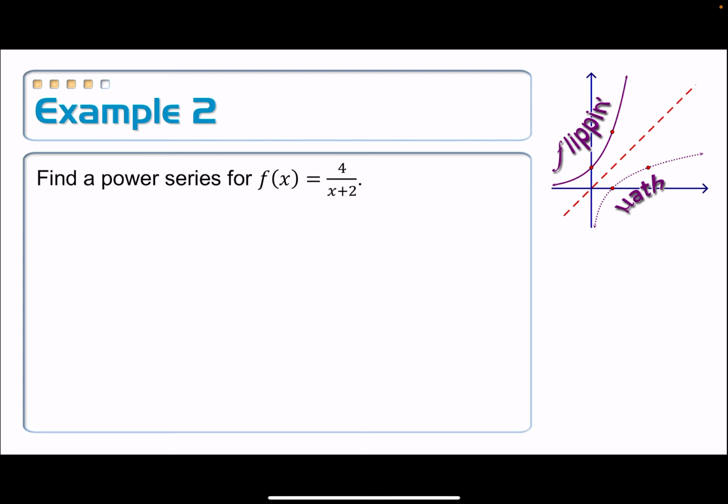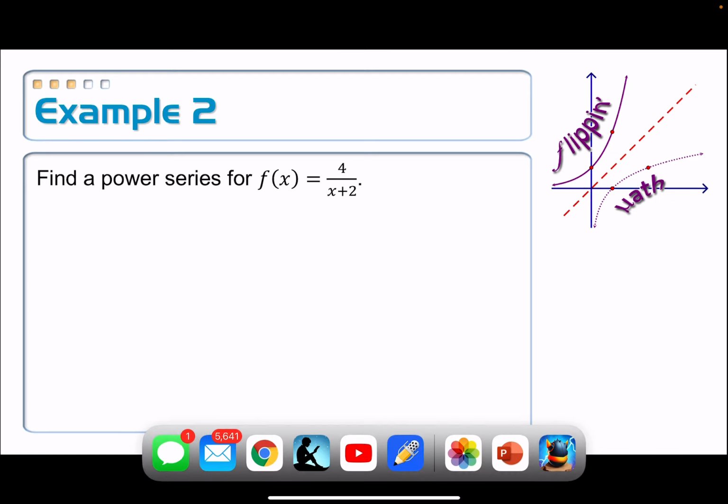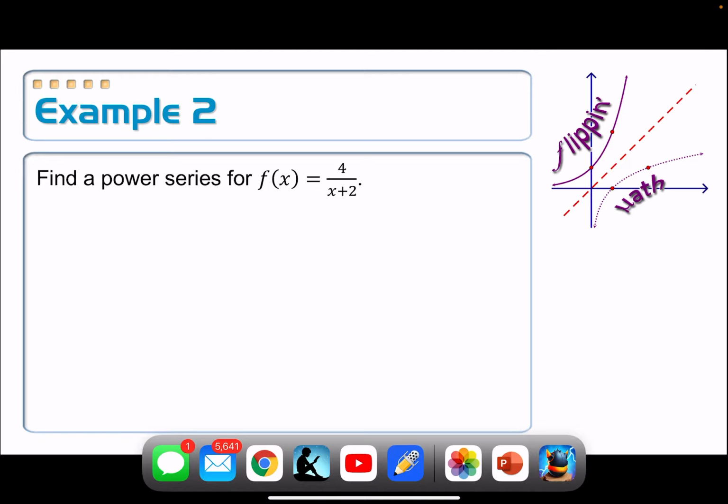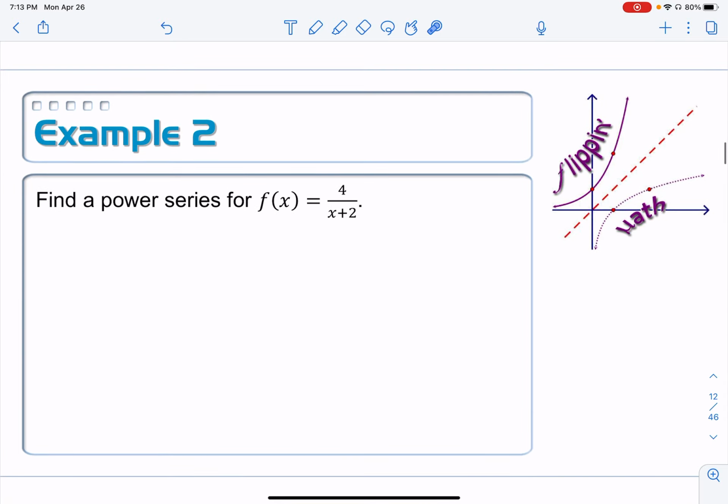Find a power series for f of x is equal to 4 over x plus 2. All right, so we're going to do the same thing. We're going to treat it as if it's geometric and then see if we can make it fit this formula. S is equal to a over 1 minus r.